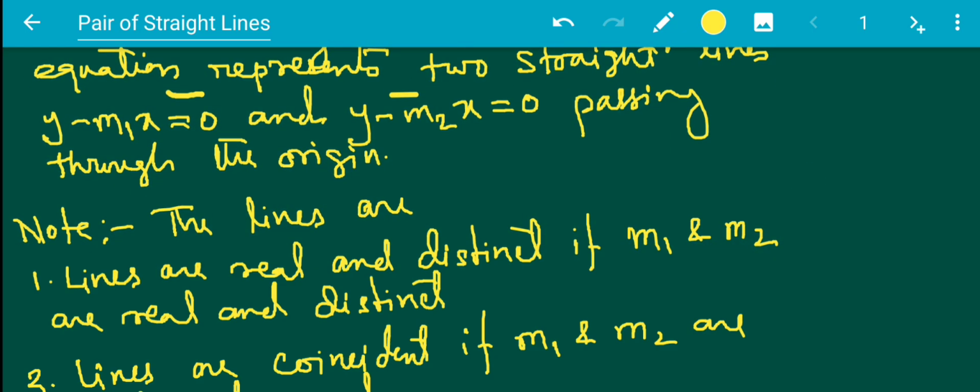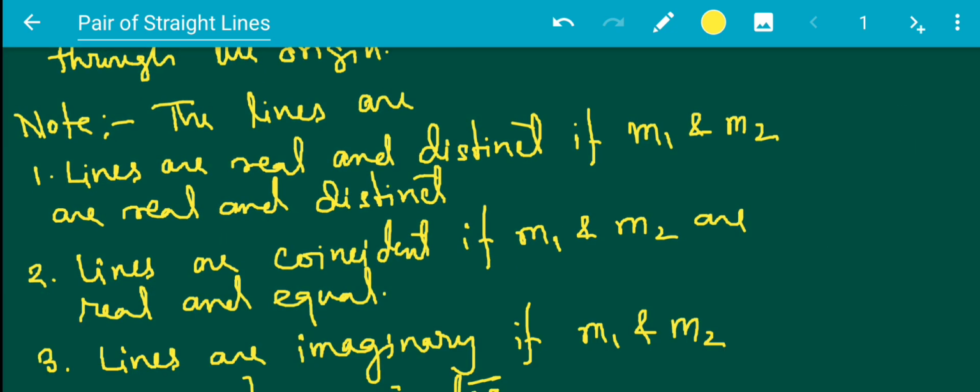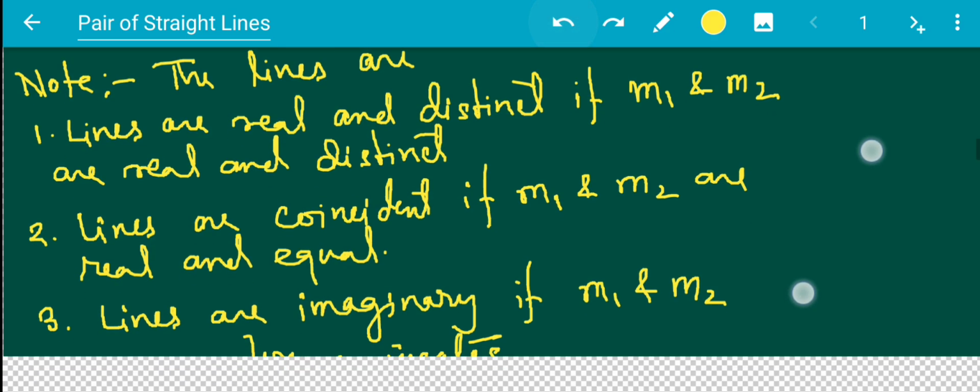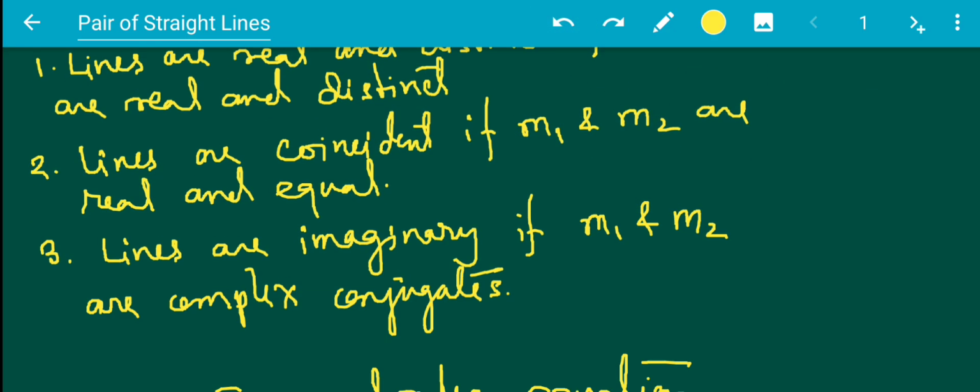Now the lines are real and distinct. Obviously m1 and m2 are roots of this equation. So if m1 and m2 are real and distinct, then the lines are also real and distinct. If m1 and m2 are the same, it means these lines are real and coincident. Basically this is just one line, or you can say one line upon another line. Now if m1 and m2 are complex conjugates, then the lines are imaginary. Okay, so this is what a pair of straight lines looks like.